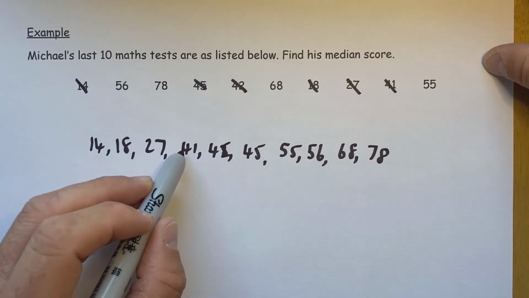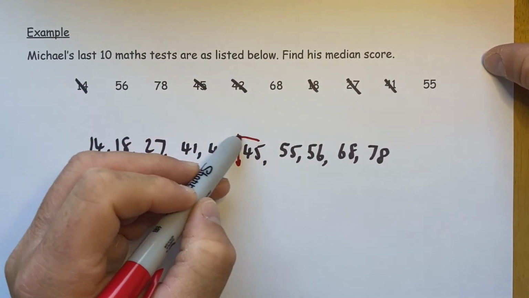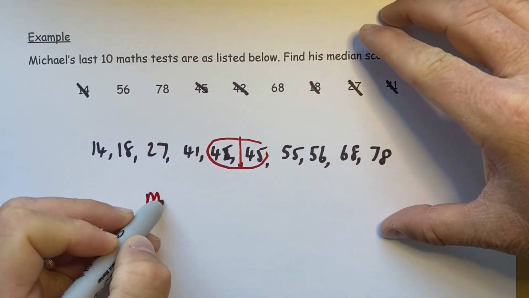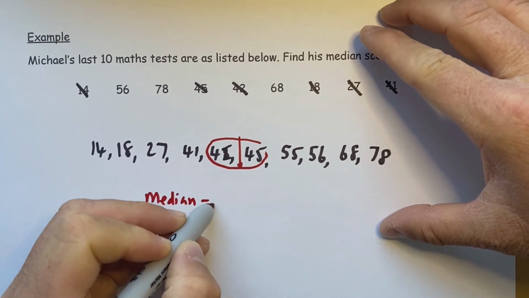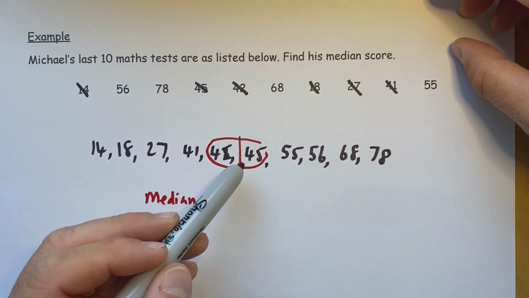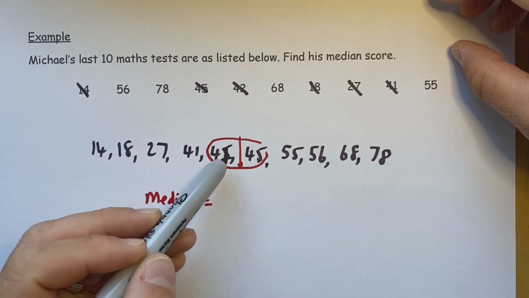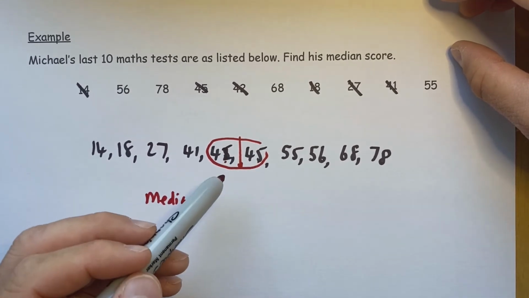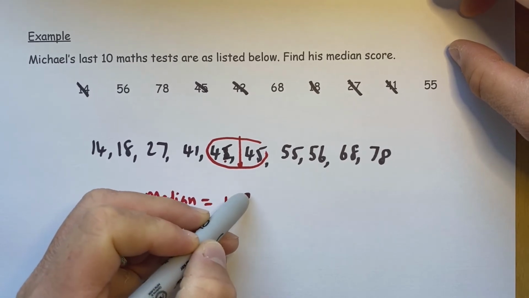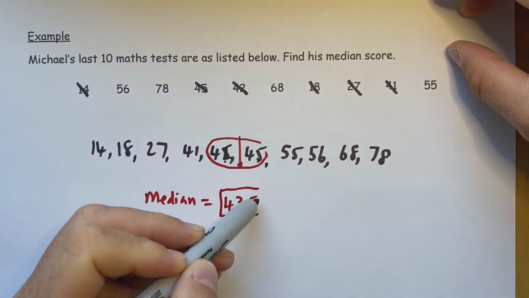1, 2, 3, 4, 5. 1, 2, 3, 4, 5. So it's between the one that I nearly missed out and 45. So the median equals, again, you could add these two numbers together, 42 and 45, and divide by 2. Or alternatively, from the 42 to the 45, it's gone up by 3 units. Half of 3 is 1.5, so I've got to go 1.5 up or 1.5 down. Either way, it takes me to 43.5.